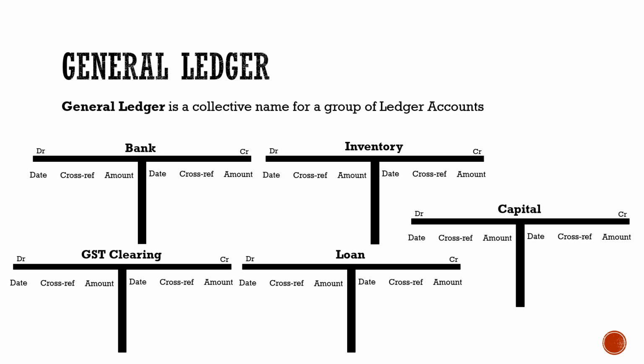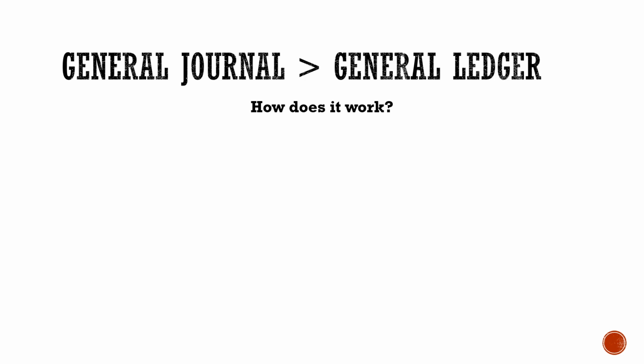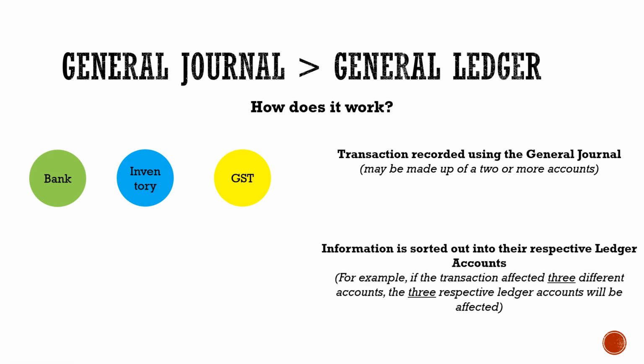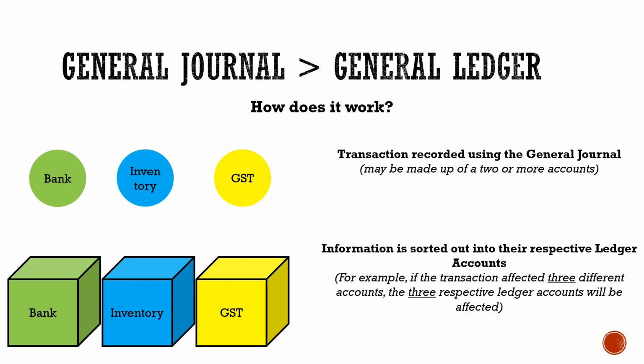General ledger is simply a collective name we use to call a group of ledger accounts. In a business, we may have many ledger accounts. So, how does it work? We have learned about the general journals, which is used to record transactions. A general journal may be made up of 2 or more accounts. Once the general journal has been recorded, the information is sorted out into their respective ledger accounts. For example, if the transaction affected 3 different accounts, the bank, inventory, and GST, the 3 respective ledger accounts will be affected.